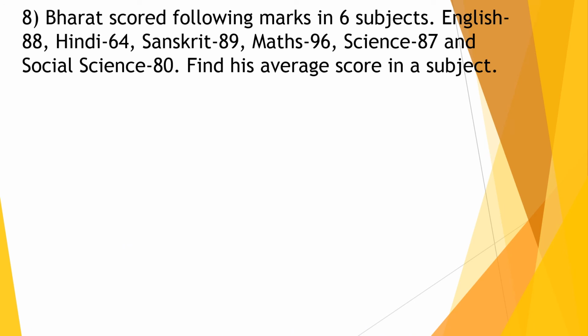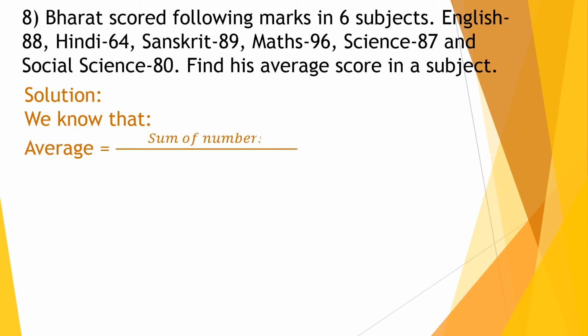Let us solve one more question. Question number 8. Bharat scored following marks in 6 subjects: English 88, Hindi 64, Sanskrit 89, Maths 96, Science 87 and Social Science 80. Find his average score in a subject. Write the solution. We know that average is equal to sum of numbers upon total number of observations.